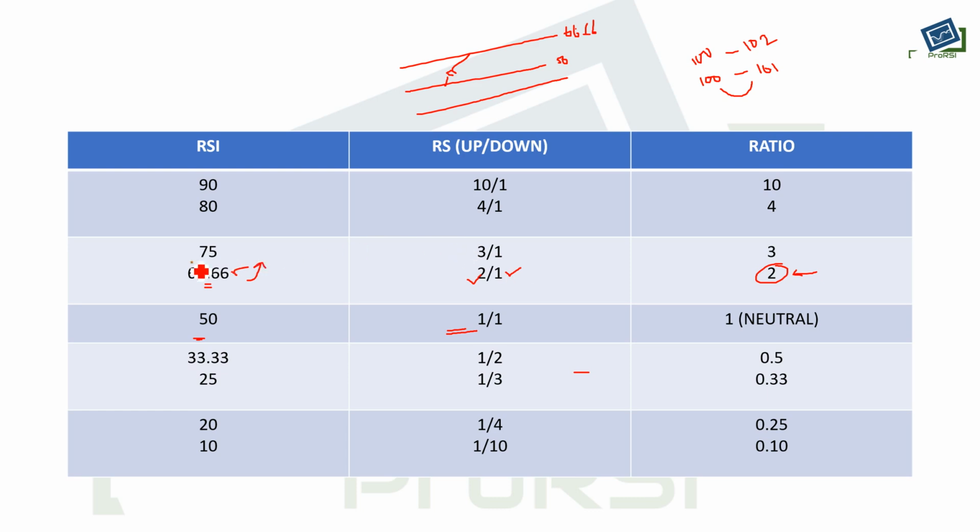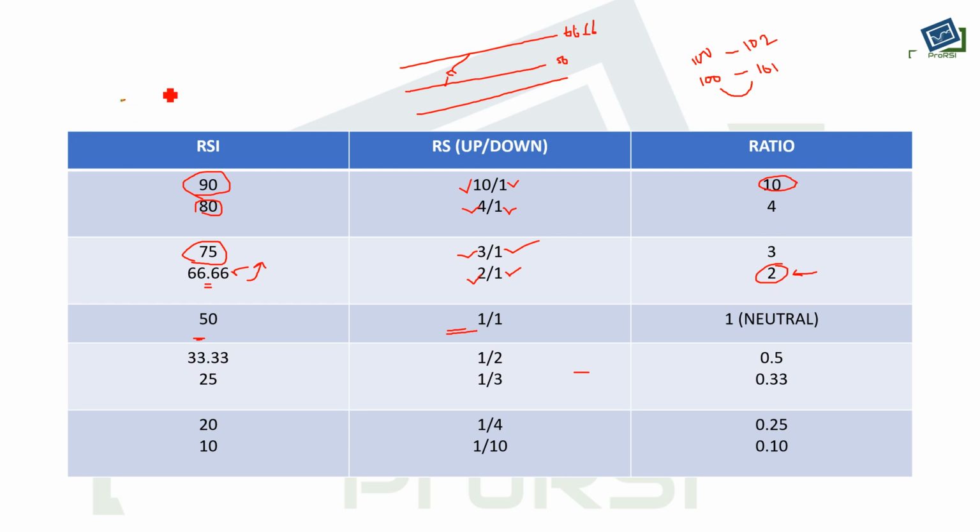So when it reaches 75, to move above 75, a 3 point move in the price is required to move RSI 1 point. As it reaches the 80 level, a 4 point move in the price is required to move RSI 1 point above 80. And when it reaches the 90 level, just imagine, a 10 point move in price is required to move RSI 1 point. The ratio is 1 to 10.